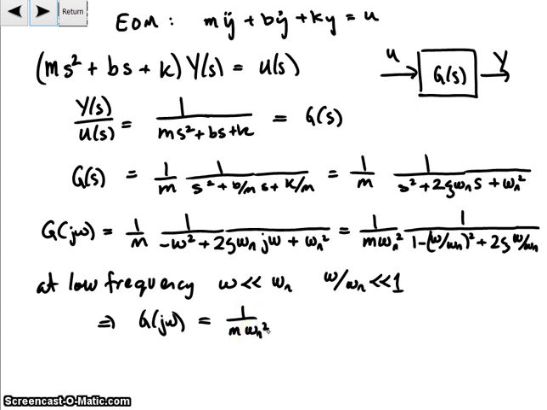Which looks sort of complicated, but we remember that omega n squared is k over m. It's 1 over k. So at low frequency, this thing looks like a spring, and that's exactly what we started with at the beginning. Okay, and I'll finish the rest of it in the next section.